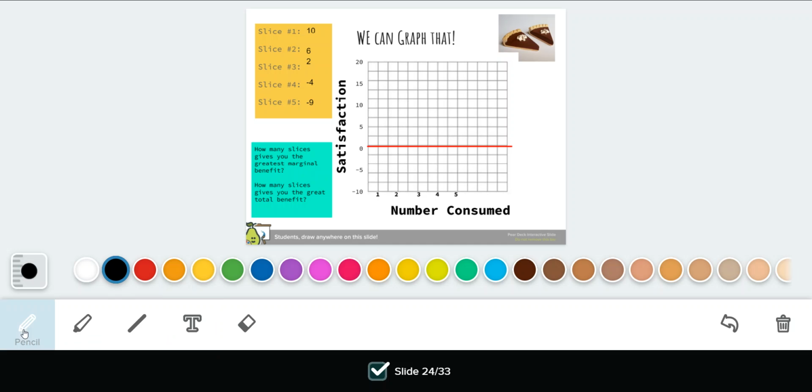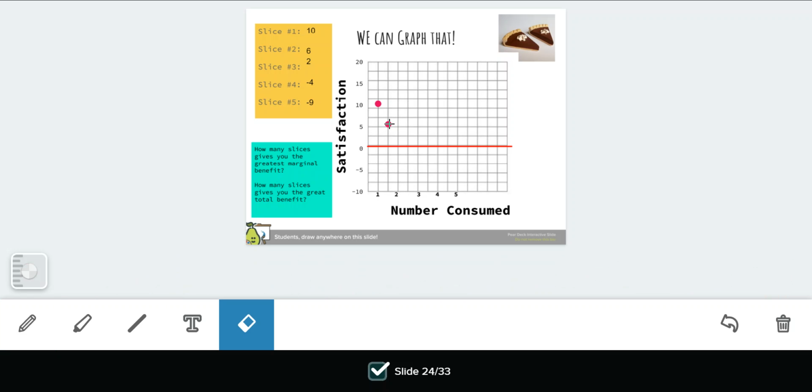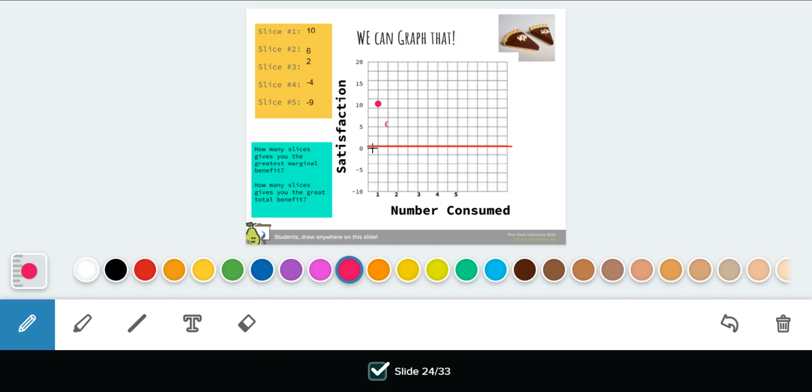So we're going to take our little pencil and plot these little points. We've got satisfaction here on our vertical axis and the number consumed on the horizontal. So for the first slice, we said our satisfaction was a 10. And by we, I said that. For our second slice, our satisfaction is a 6. So maybe not there. We'll move it over 1. All right, that looks better, right?